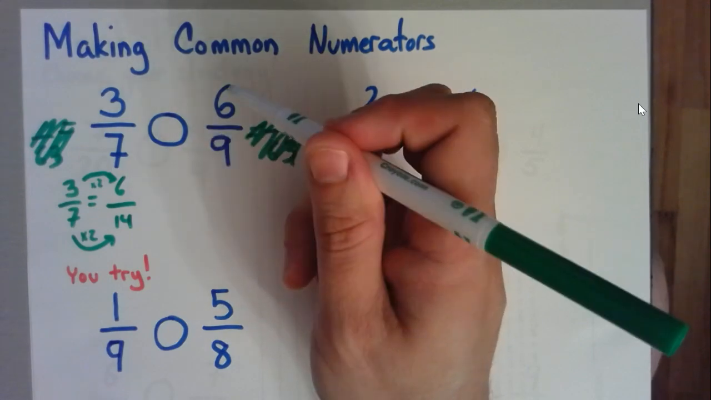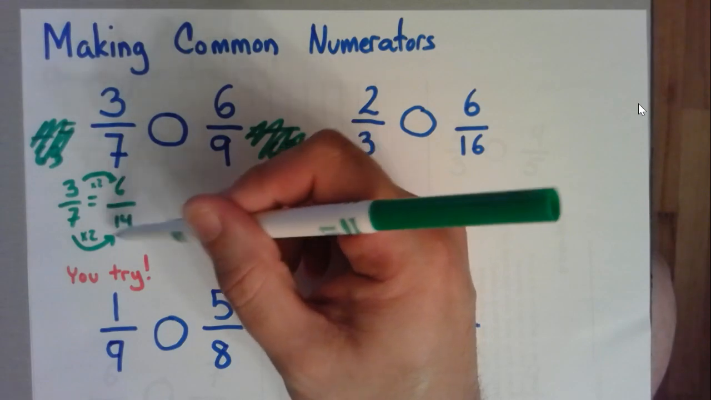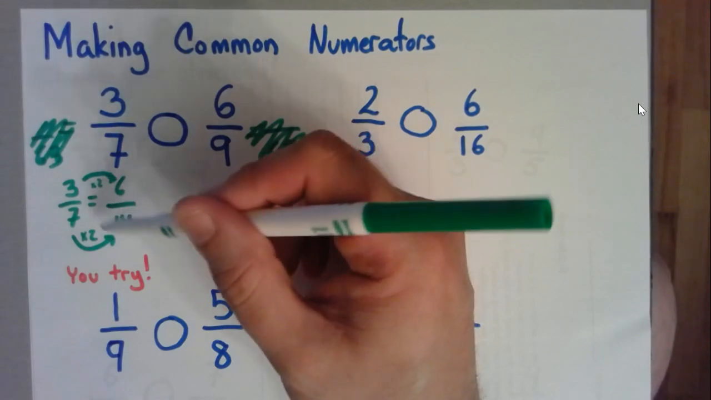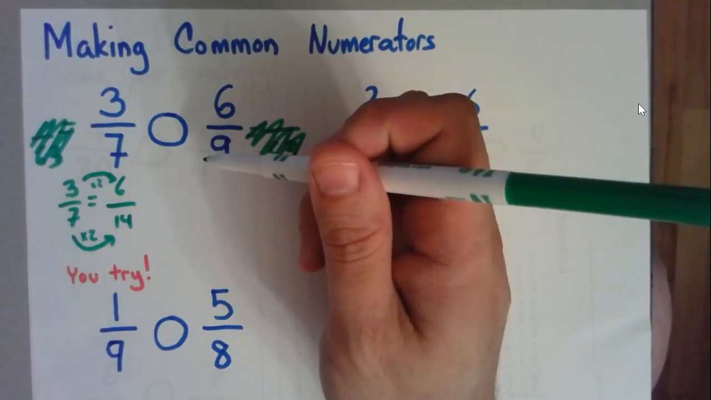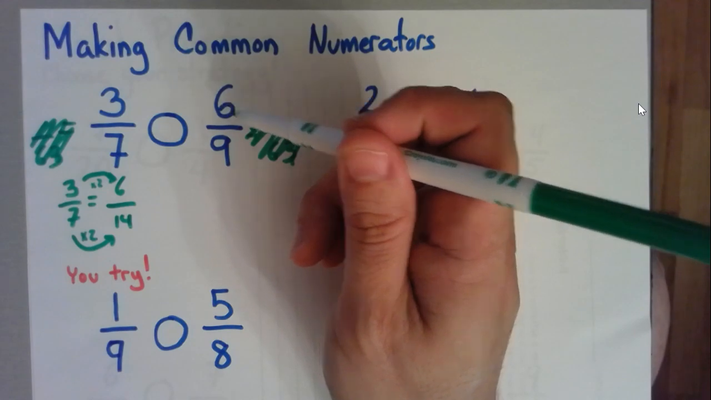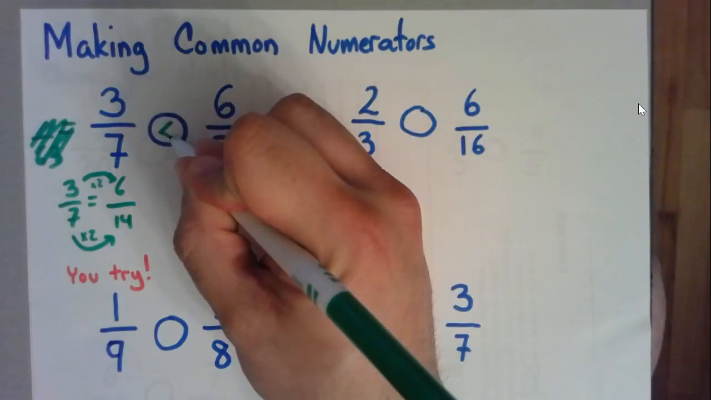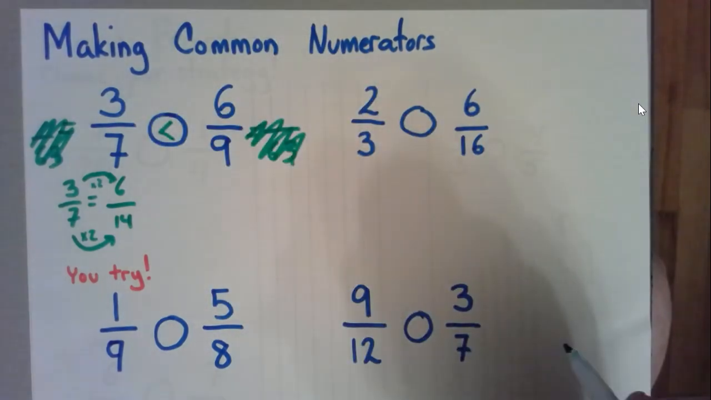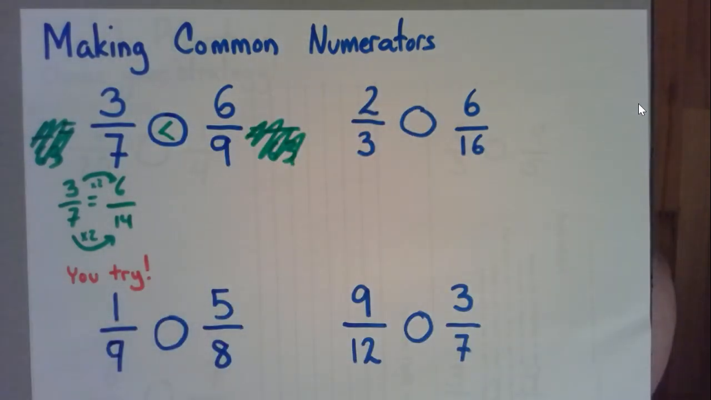And boy, when I think about that, 6/14, those 14ths are going to be pretty small. So I'm thinking of that same strategy. 6/9, okay, each of those ninths is going to be a little bit bigger. So if I've got common numerators, 6 pieces each, the 9 parts are going to be larger. So I know that 6/14 is less than 6/9. So 3/7 has to be less than 6/9.